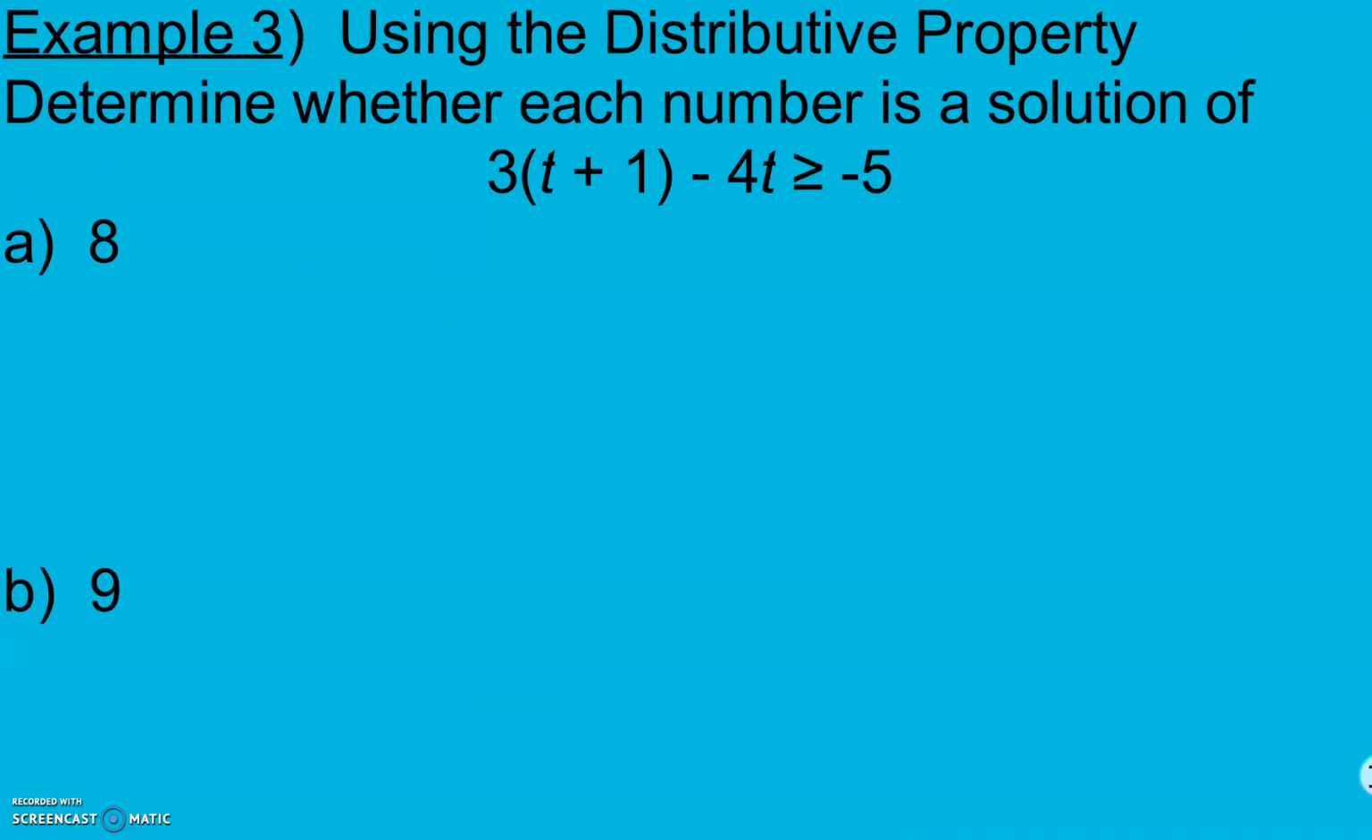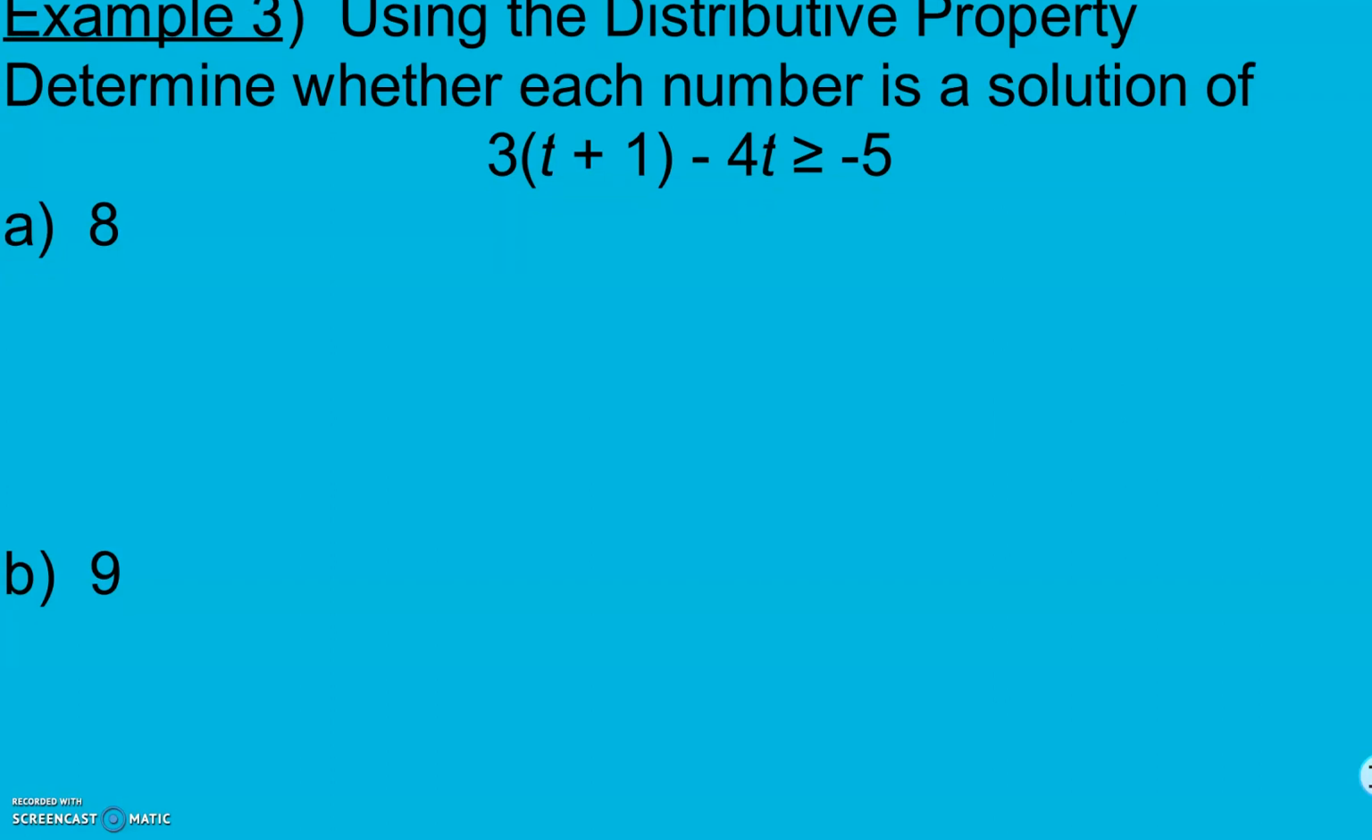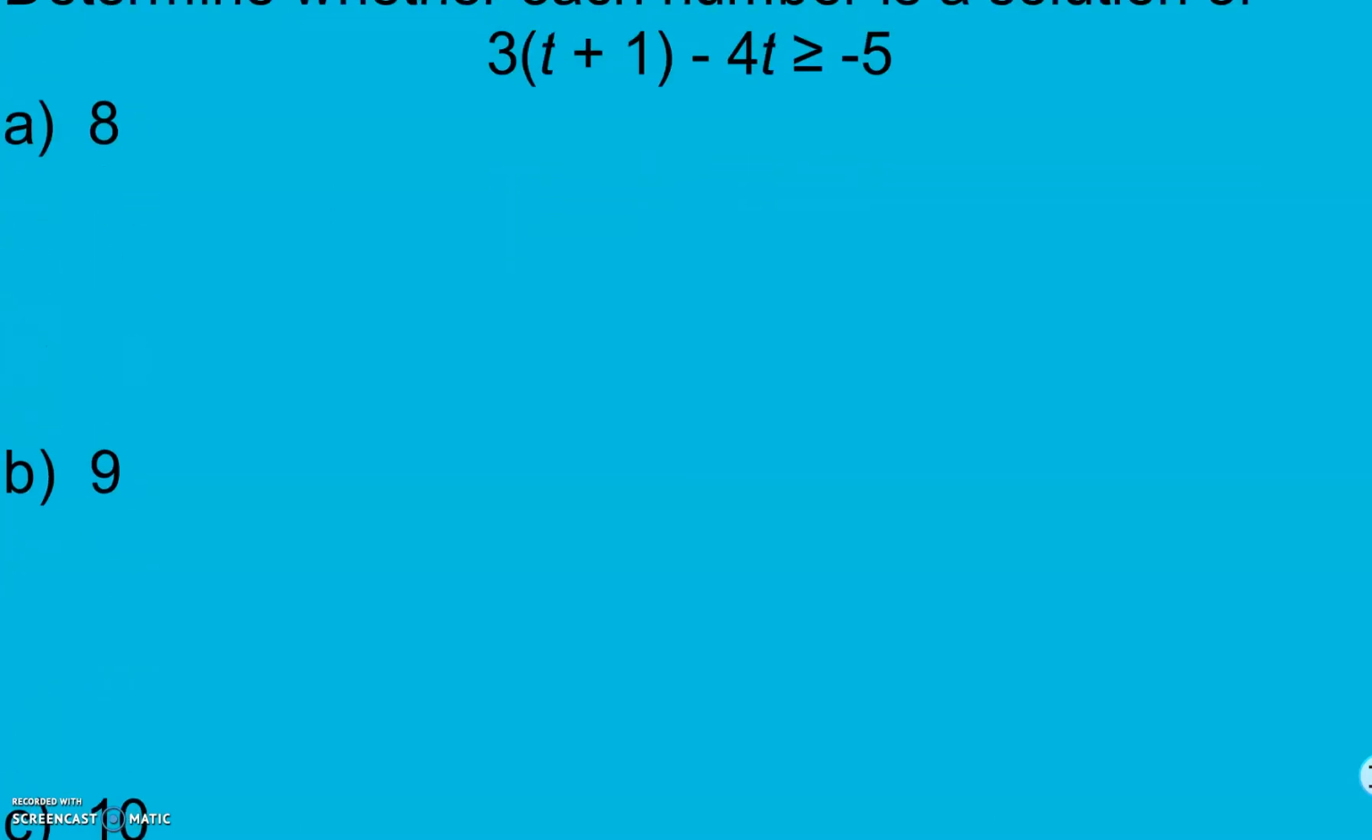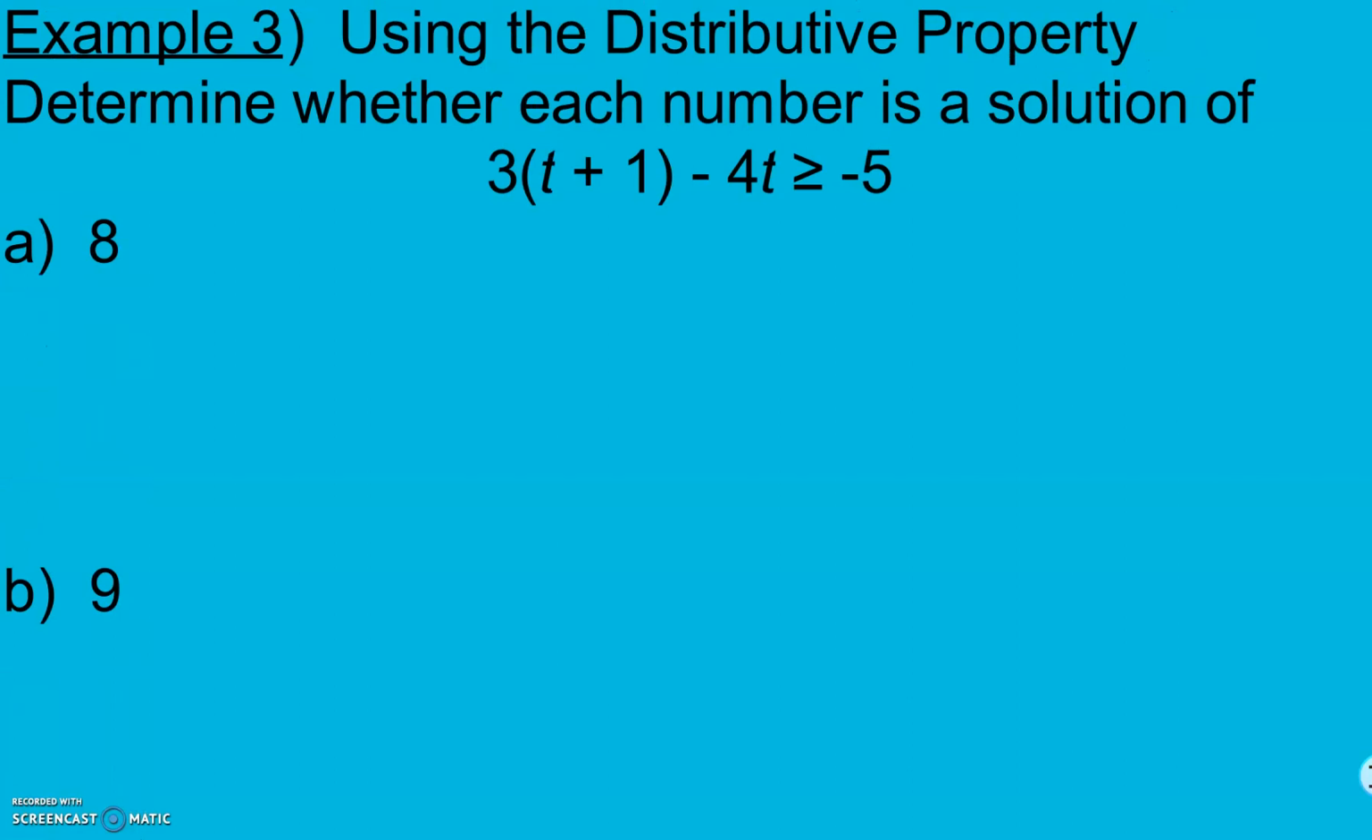In example 3, we want to determine whether each number is a solution. And I have 4 different numbers I want to check here. So I can either plug those in every time and solve, or we can work a little smarter, not harder here. Solve my equation for my variable, and then it's a lot easier to see right away whether or not it's true. So we only have to solve it one time.